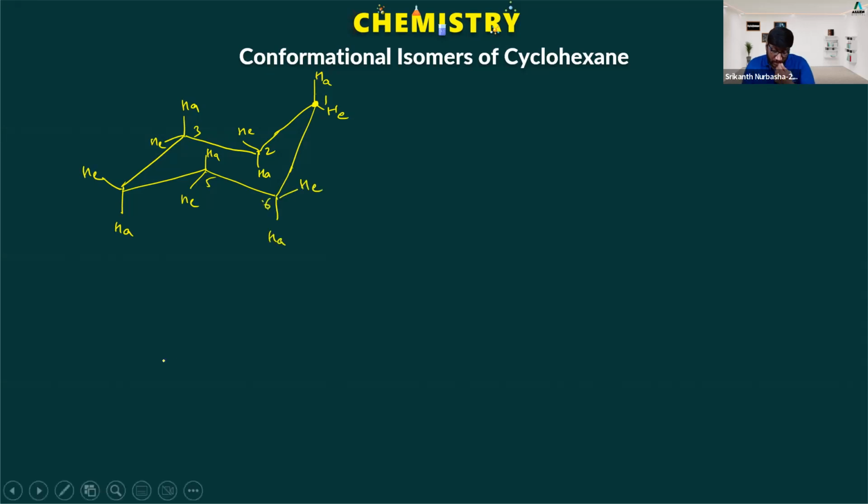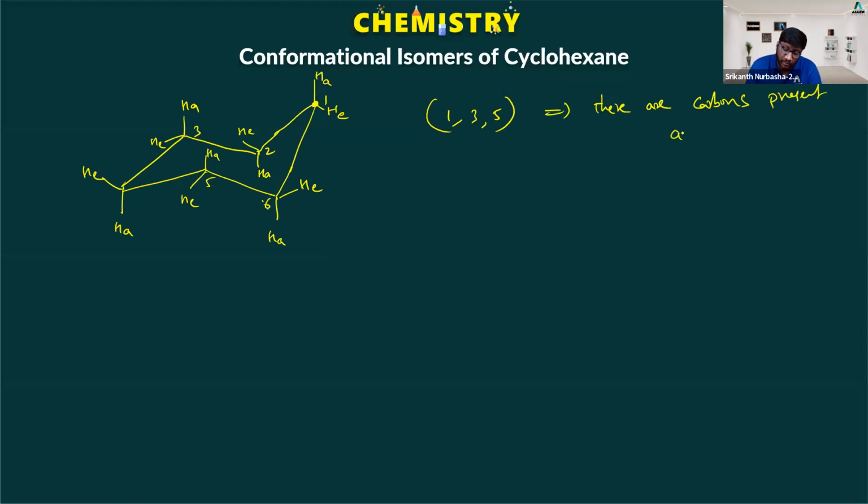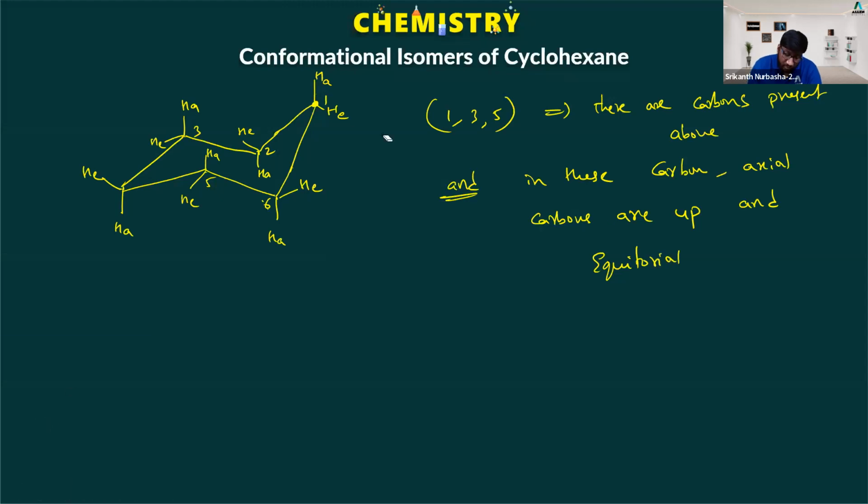Now look at the positions. 1, 3, 5, they are all above. These are carbons present above, and in these carbons, axial carbons are up and equatorial are down. Axial hydrogen we are writing, right? These are axial hydrogens. 1, 3 and 5, they are up actually, and axial hydrogens are up. This is up, this is up, this is also up, and equatorial hydrogens are down.